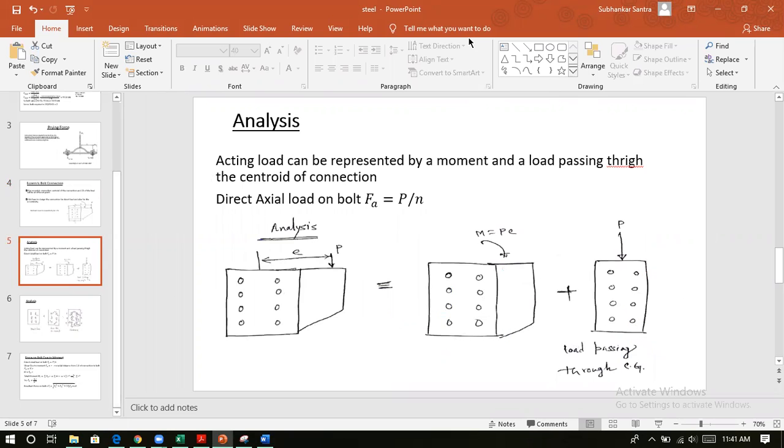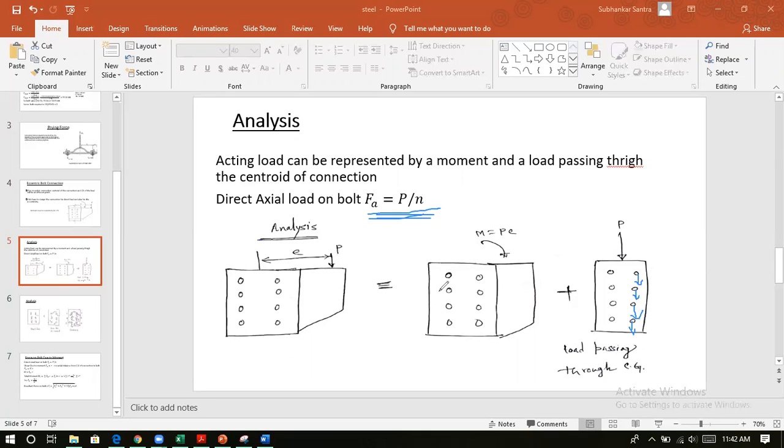Now what will happen is this concentric load will apply a direct axial force on each bolt, and that axial load value will be F equal to P by n. We assume that every bolt carries uniform load, so the total load coming into the connection will be divided into n number of parts, that is the number of bolts. So the direct load will be acting like this. In every bolt, there will be direct axial force of F equal to P by n, and the load due to moment will be acting radially.